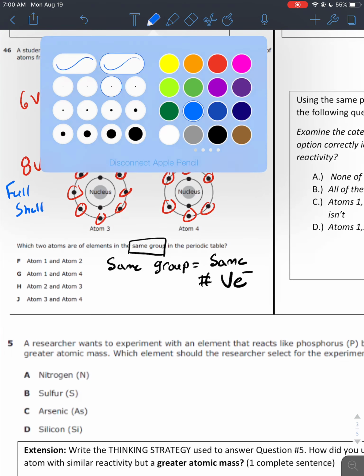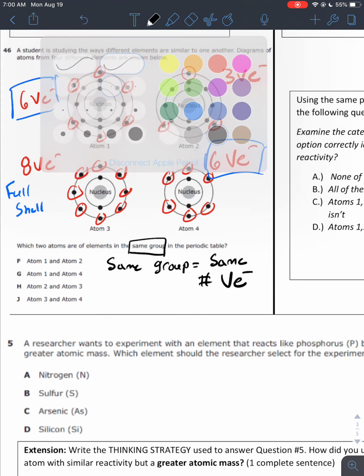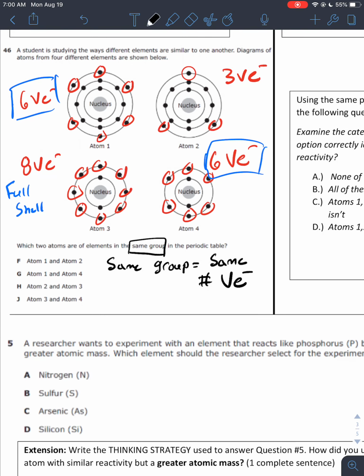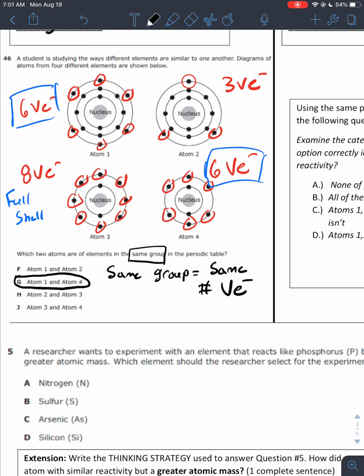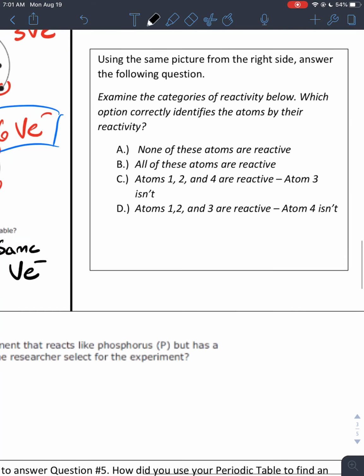I'm going to use blue. There are 6 valence electrons in atom 1. 6 valence electrons in atom 4. Well, that tells me they're from the same group. So I have to scan, find the one that says 1 and 4. And there's my answer. All right. Remember, when we're looking for things from the same group, they have the same number of valence electrons. If they have the same number of valence electrons, they share similar properties of reactivity, okay? Similar properties of reactivity.